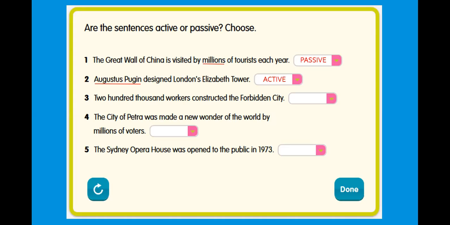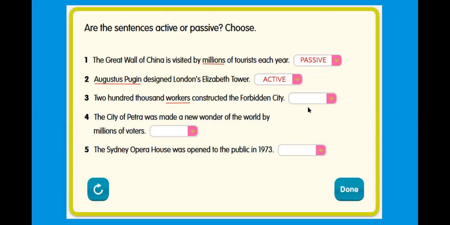Number three, 200,000 workers constructed the Forbidden City. Constructed. Who constructed? Well, we have workers. 200,000 workers constructed. The subject is doing the action, isn't it? Yes, it is. So this is a normal sentence. We have active voice.